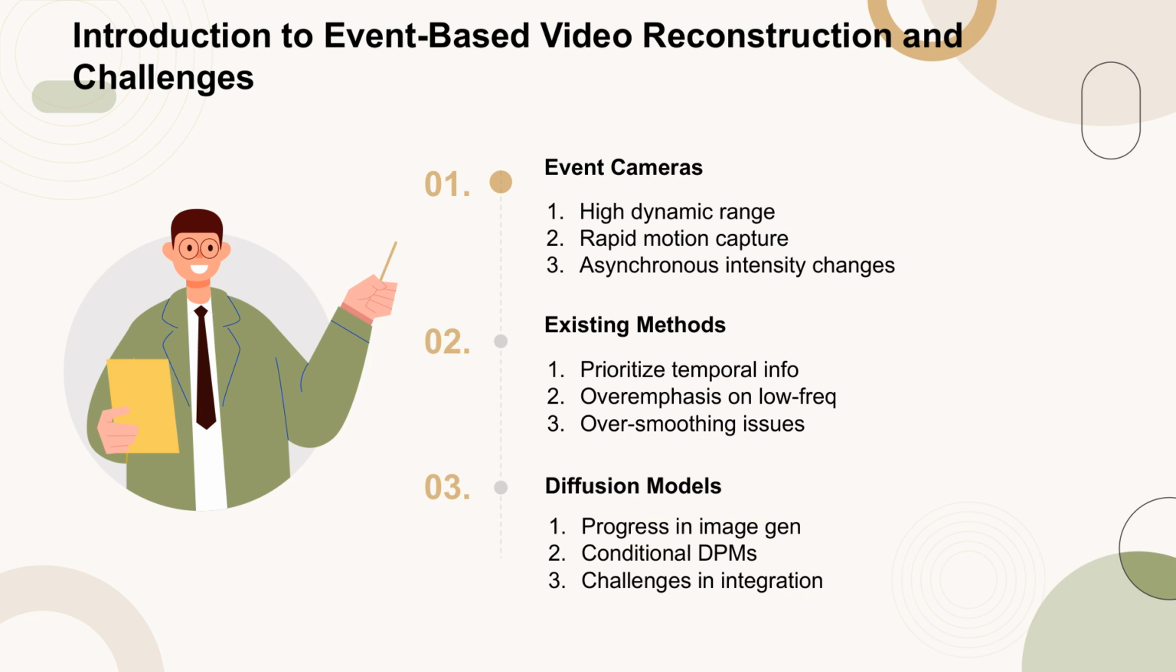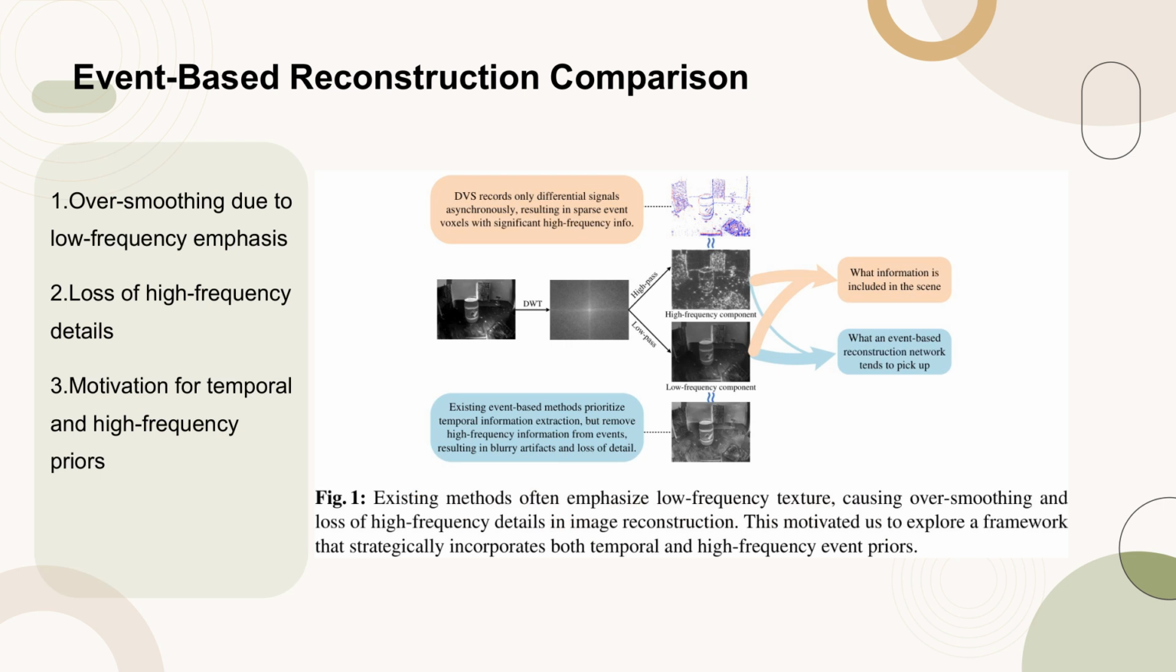Event cameras offer unique advantages such as high dynamic range and the ability to capture rapid motion. However, existing methods for event-based video reconstruction often focus too much on temporal information, leading to issues like over-smoothing and loss of high-frequency details. Diffusion probabilistic models have shown promise in image generation, but integrating degraded images and conditional information remains a challenge. This paper aims to address these issues by introducing a novel framework that strategically incorporates both temporal and high-frequency event priors.